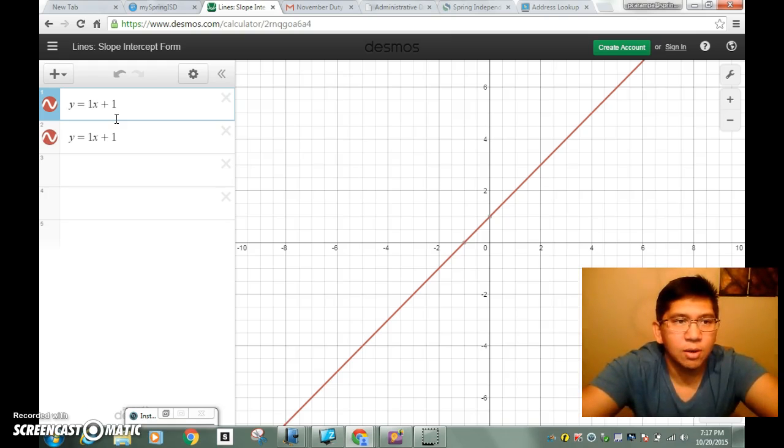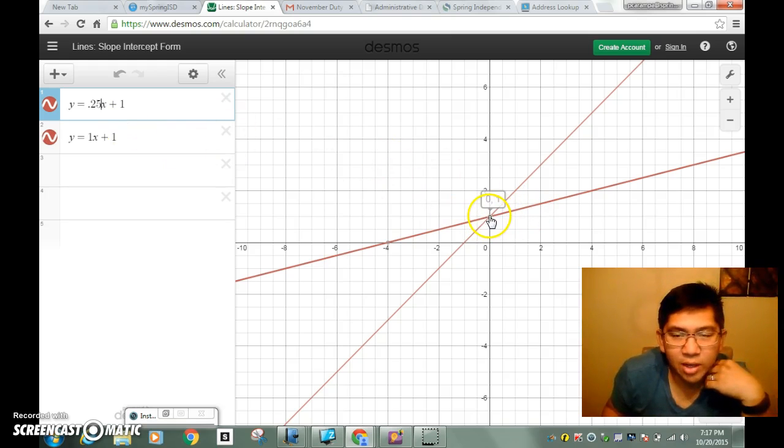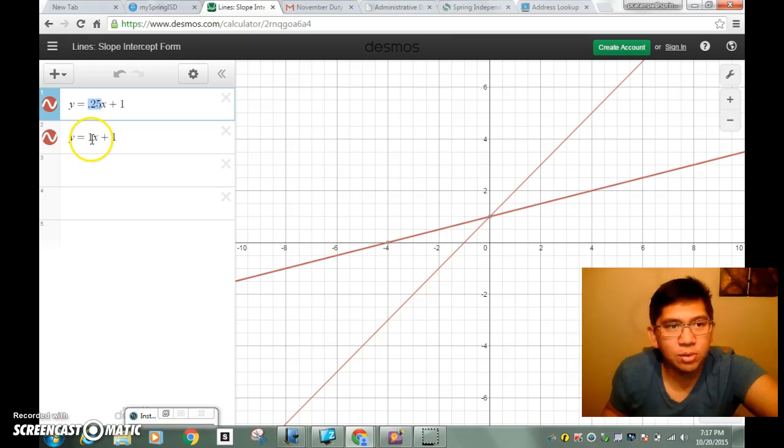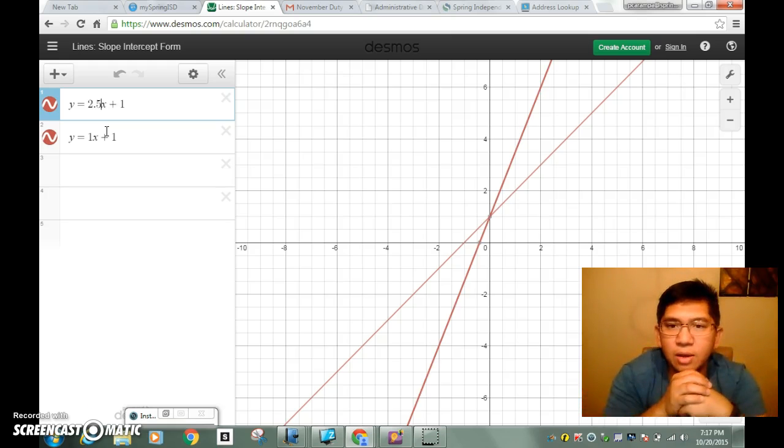Again, look at this. From 1 to 0.25, what happened? The graph got less steep. Why? Because the slope was smaller. If I make the slope bigger compared to the 1, look what happens. 2.5. Look at that. It got steeper. There it is.